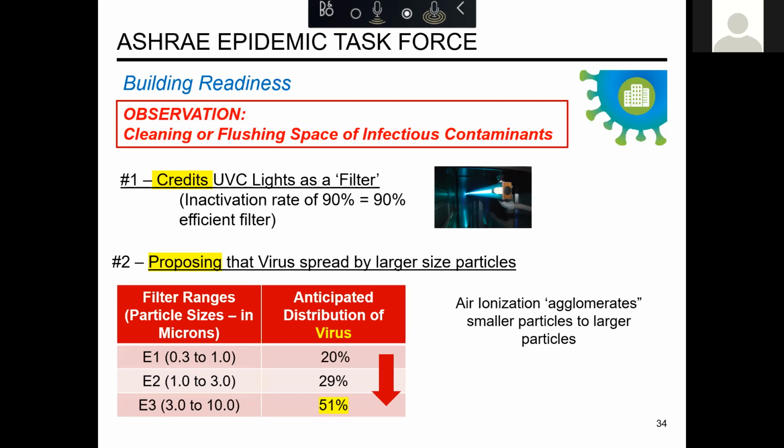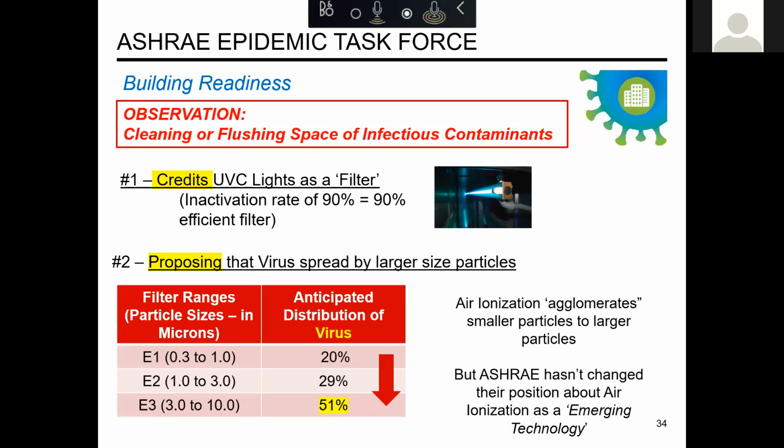I just want to point out that one of the functions of air ionization is that it agglomerates smaller particles into larger ones that are easier to filter. But I also want to point out that ASHRAE hasn't changed their position about air ionization. They're still treating it as an emerging technology. The building readiness guide has a whole page stating their position, or just how they feel, about air ionization.